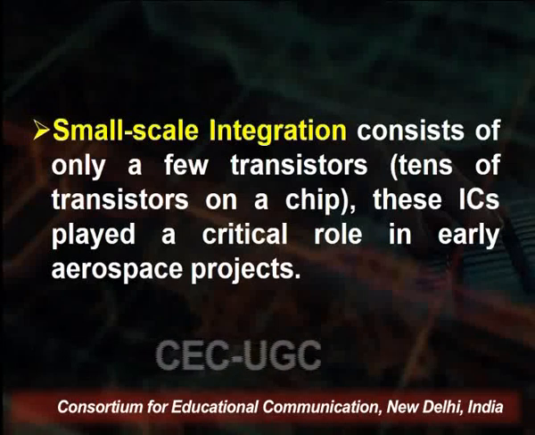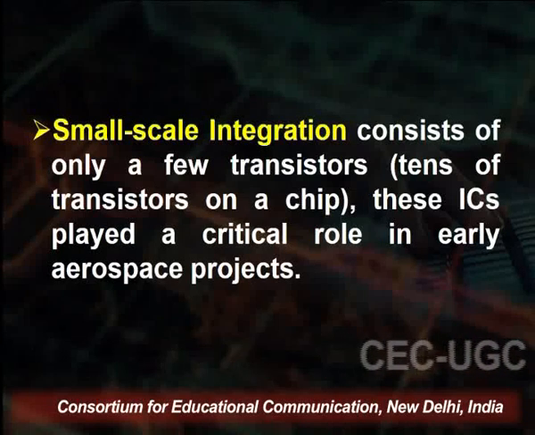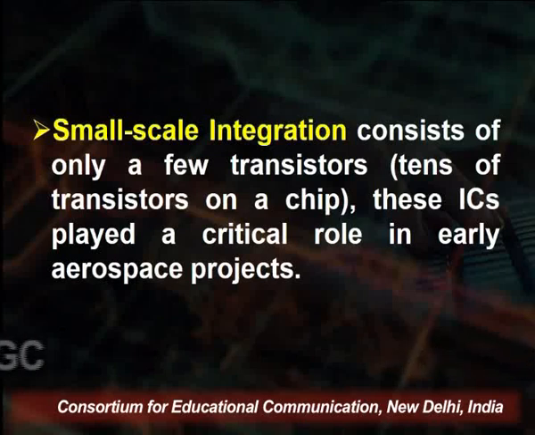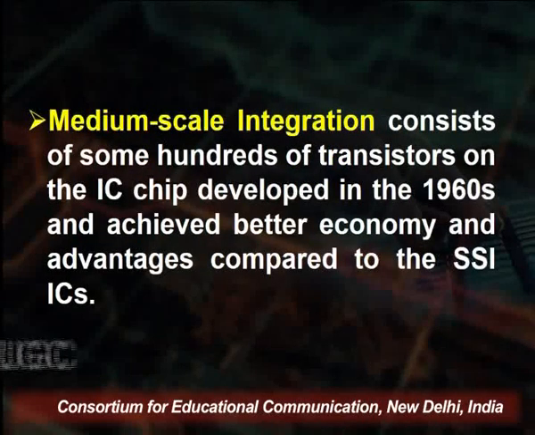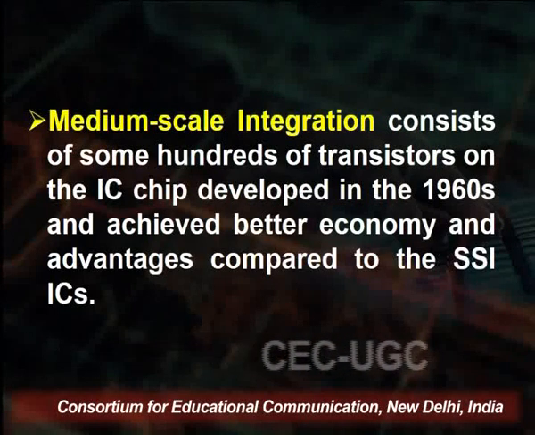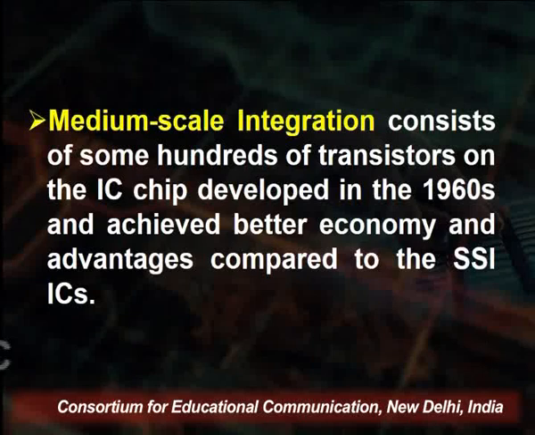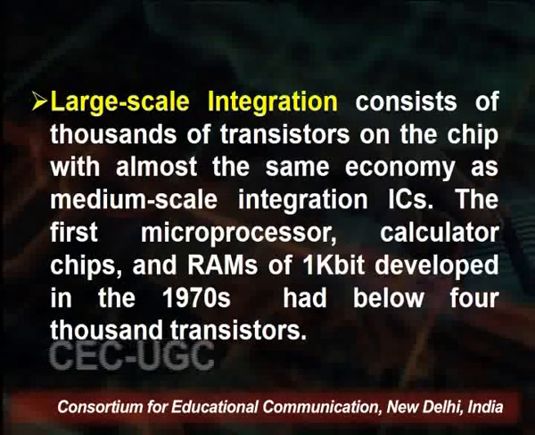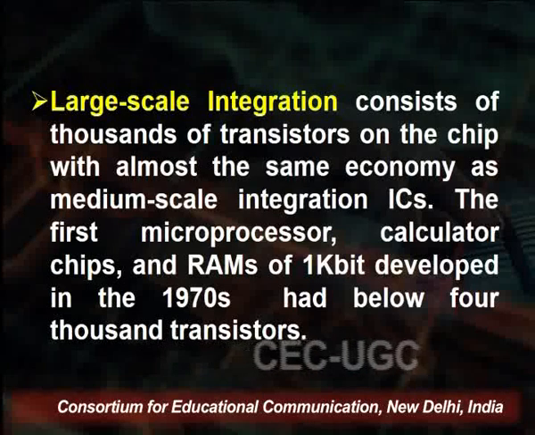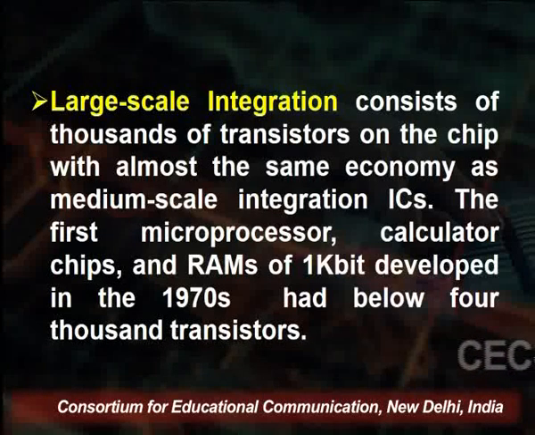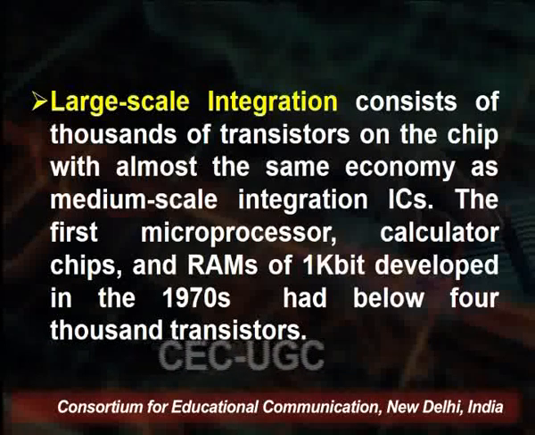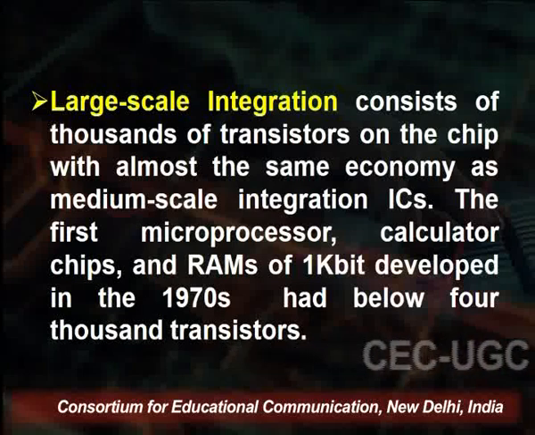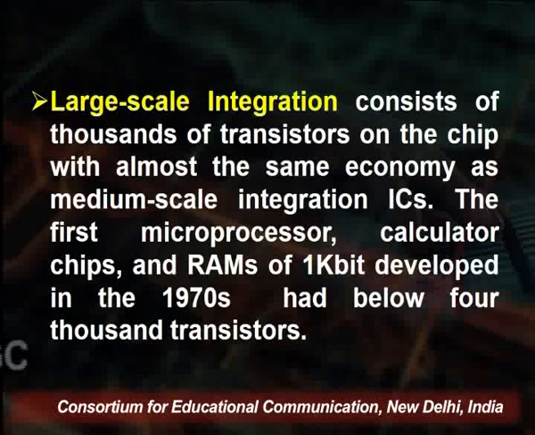Small scale integration consists of a few transistors, tens of transistors in a single chip, and was used in circuits in early aerospace projects. Medium scale integration consists of hundreds of transistors on the IC chip, and was developed in 1960 and achieved better economy and advantages compared to the SSI chip. Large scale integration consists of thousands of transistors on a chip with almost the same economy as a medium scale integration chip. The cost is the same as compared to the medium scale.